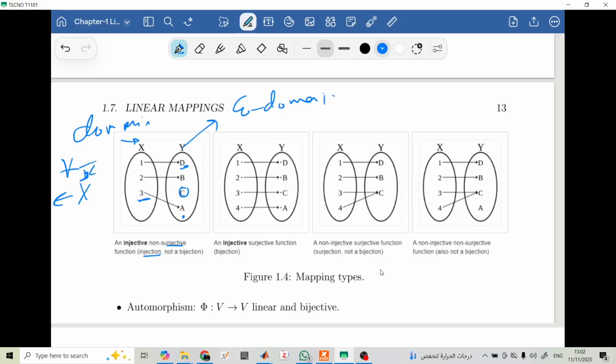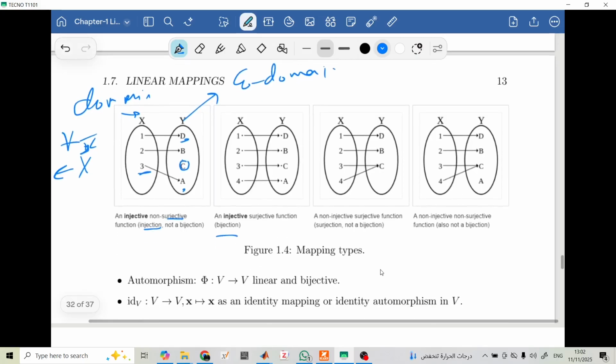Okay. Also, if it's not injective, meaning that it's not bijective as well. This mapping is very nice. So it's one-to-one mapping, right? You can see it, and all the points in Y are reached by points in X. So it's injective, surjective, hence it's bijective.